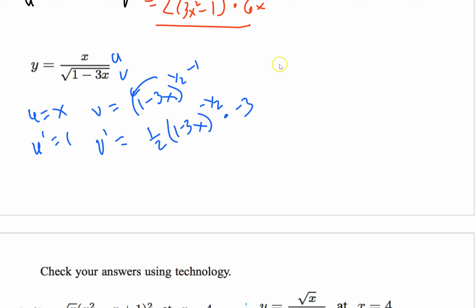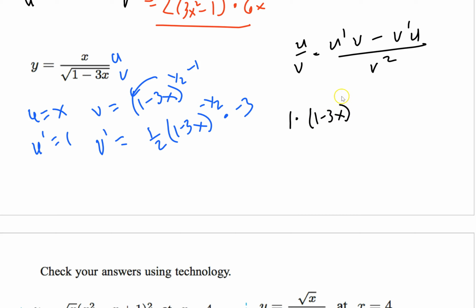I forgot to write the quotient rule. It's in your formula sheet. U over v is derivative of the top times the bottom minus, flip it, derivative of the bottom times the top, all over the bottom squared. Right, so if I was going to plug this in, u is 1, how lucky. V is 1 minus 3x to the 1/2, sorry, I almost looked at this. Minus v prime, so I'm going to come out a little bit for space. Negative 3/2, 1 minus 3x to the negative 1/2, times v, sorry, times u, which is x, all over the bottom squared.